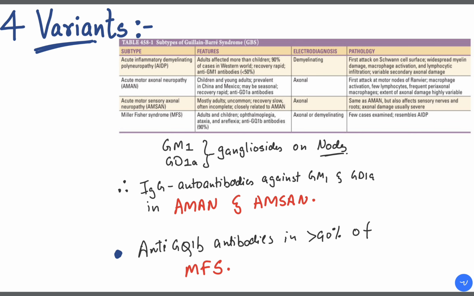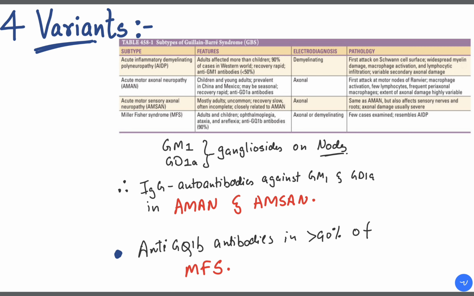What is the basic pathophysiology of AIDP? Here it is demyelinating, as the name suggests. Demyelination is going on. The pathogenesis has the first attack on the Schwann cell surface. As we all know, Schwann cells form our myelin. Therefore, there is damage to the Schwann cell surfaces. There is widespread myelin damage, macrophage activation, and lymphocytic infiltration, and ultimately development of AIDP.